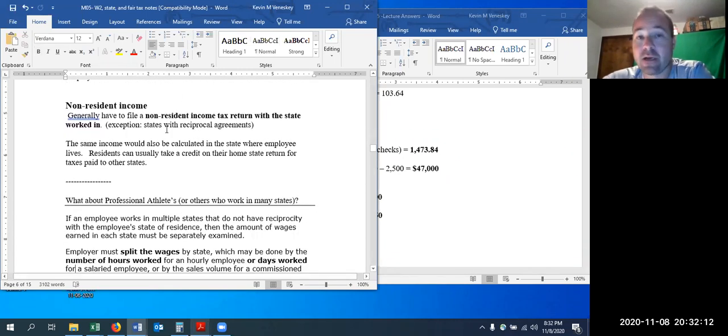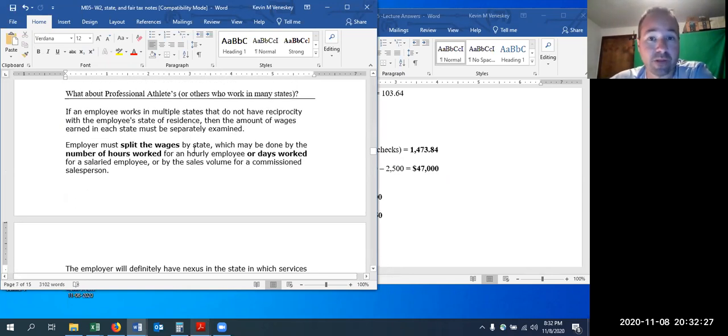And that's what happens here. If you work, say in Indiana, a Pacers basketball player who goes and plays games in California would file what's called a non-resident state return. And people do that for Indiana as well. If they don't live in Indiana but they make money in Indiana, they're going to file a non-resident state return.